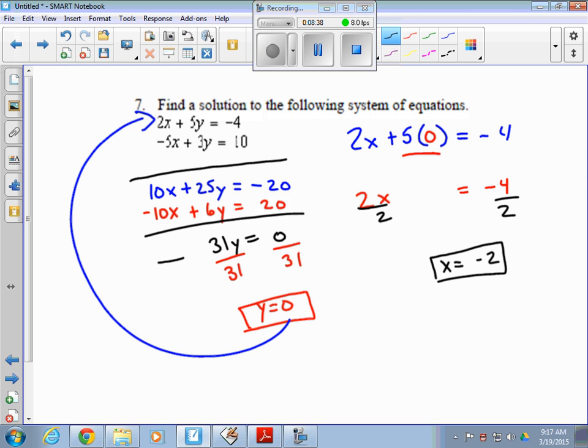Now you have an x and a y value written as an ordered pair. The solution to this system would be negative 2, 0. That is the answer to the problem.